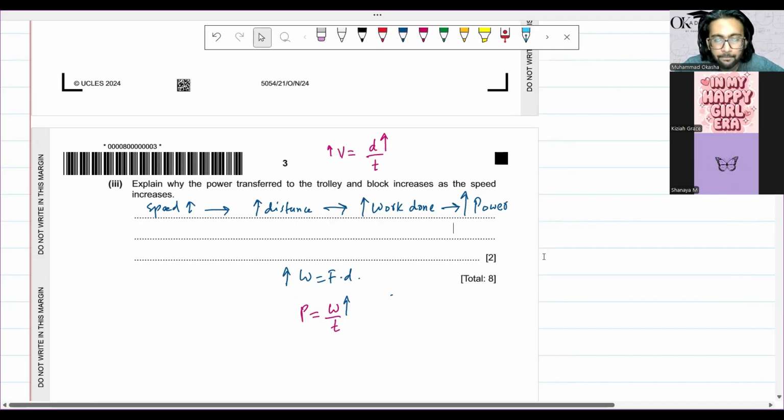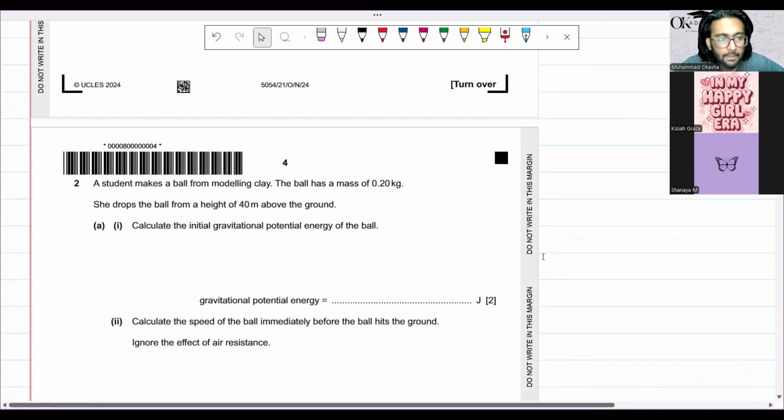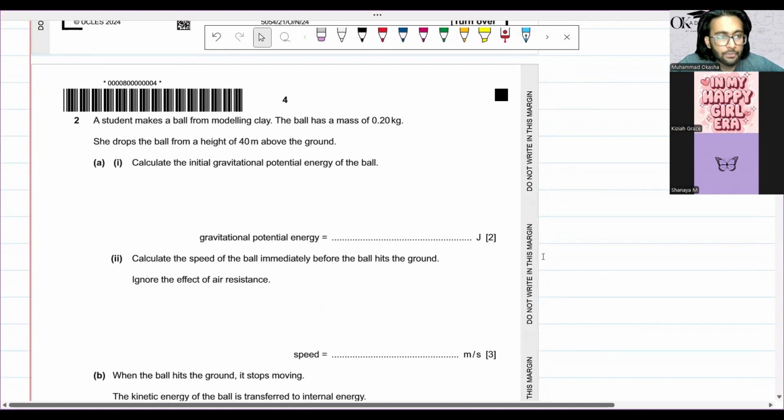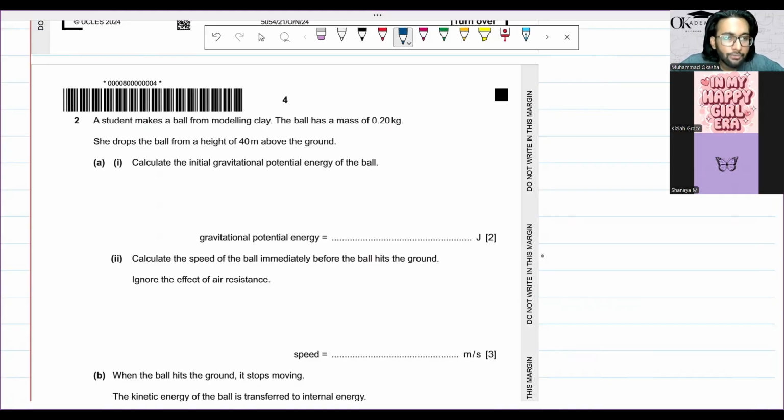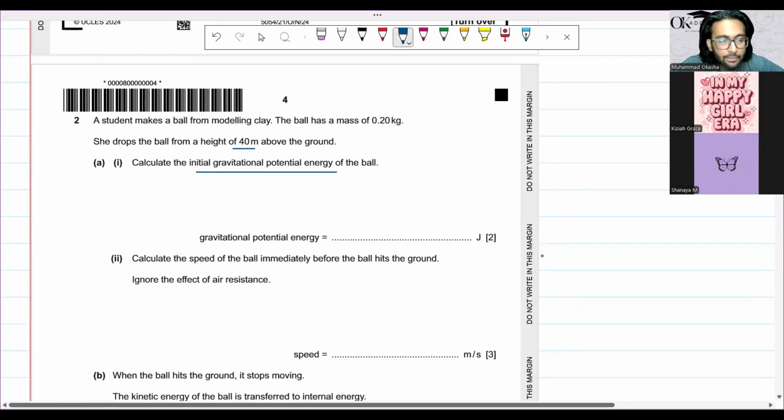Okay, on to the next question. A student makes a ball from modeling clay. The ball has a mass of 0.2 kilograms, in other words, 200 grams. She drops the ball from a height of 40 meters from the ground. Calculate the initial gravitational potential energy of the ball.